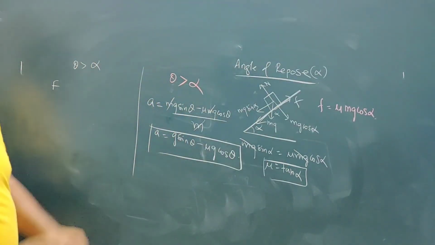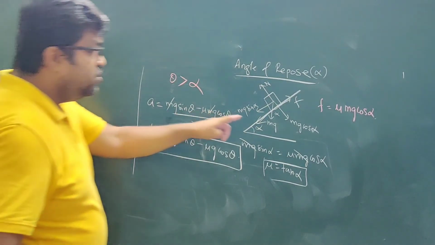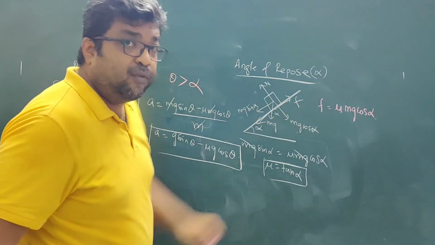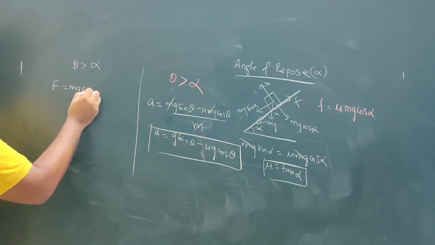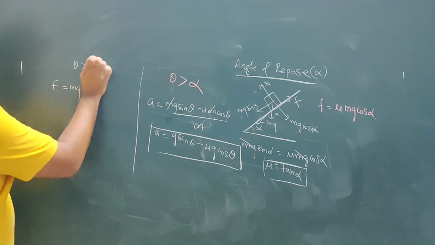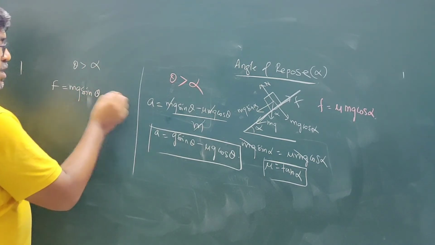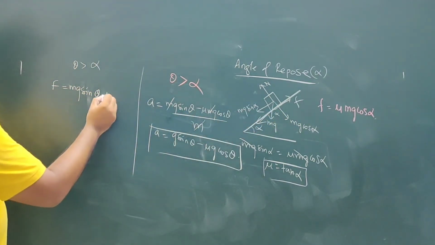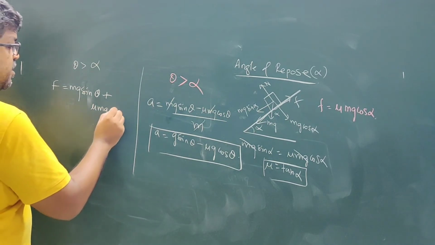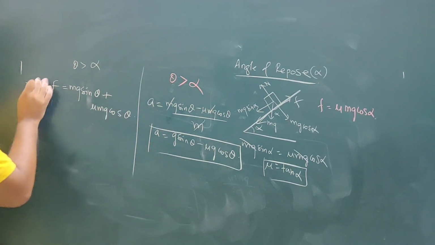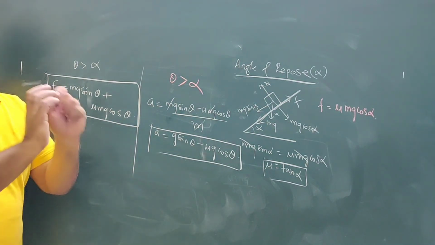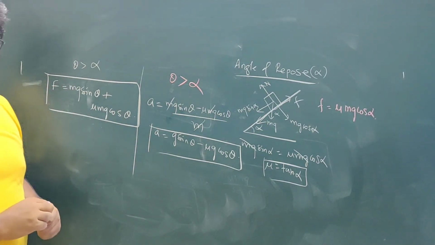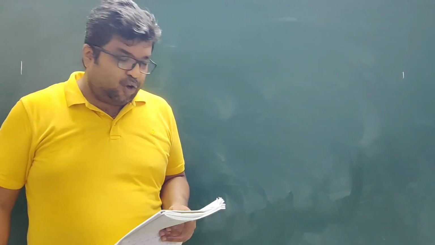If the force is just able to move the block, this force will be equal to the sum of mg sin theta and the friction force. So F is equal to mg sin theta plus the frictional force, mu mg cos theta. This is the minimum force that will be able to move the block in the upward direction. Now let us solve one question from JEE Main 2019.